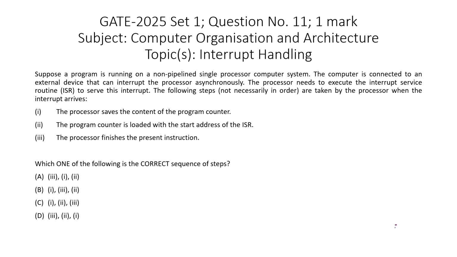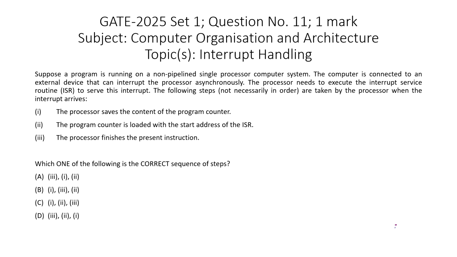Question from GATE 2025, Set 1, question number 11 of 1 mark. Suppose a program is running on a non-pipelined single processor computer system. The computer is connected to an external device that can interrupt the processor asynchronously.